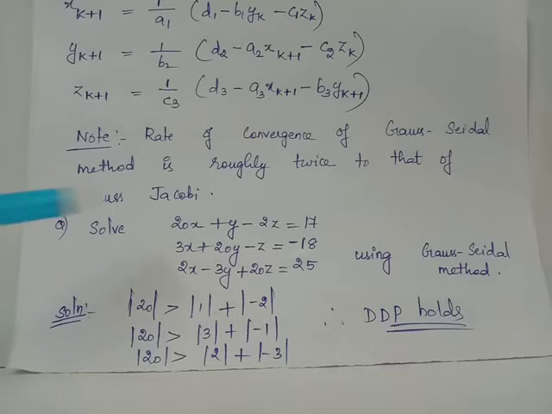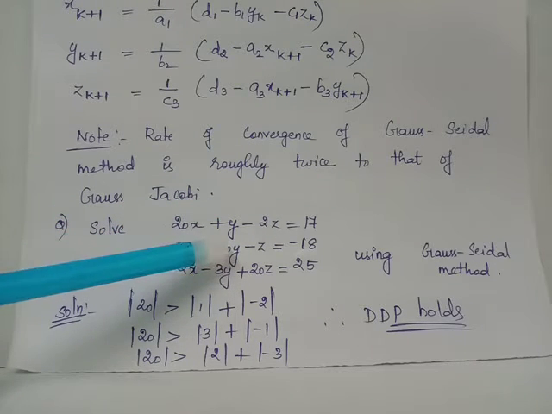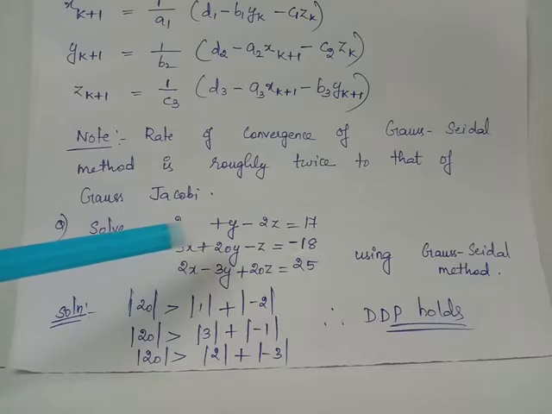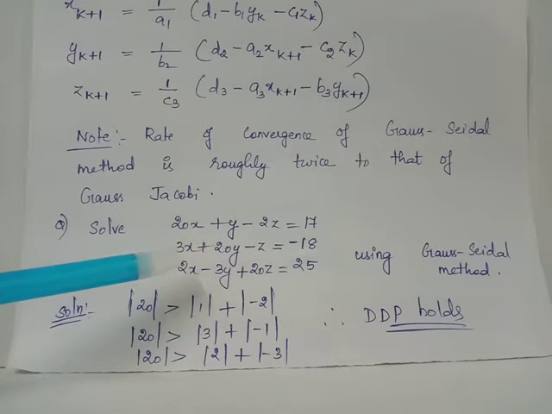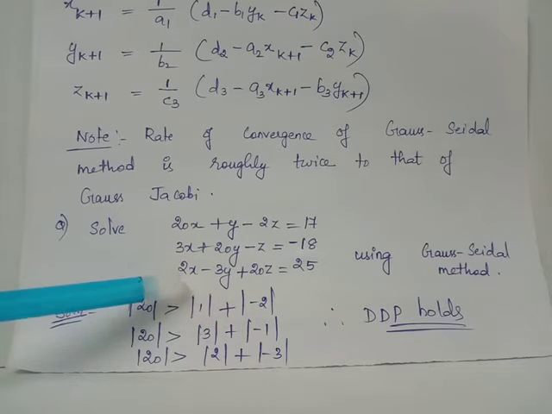We have absolute value of 20 is greater than or equal to absolute value of 1 plus absolute value of minus 2. Absolute value of 20 here is greater than absolute value of 3 plus absolute value of minus 1. Similarly, for the last equation, we have observed absolute value of 20 is greater than absolute value of 2 plus absolute value of minus 3. Thus, considering the three equations, we have verified that diagonal dominance property is satisfied.